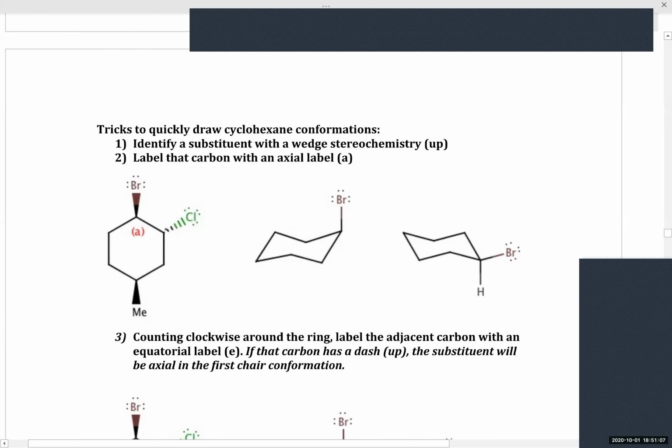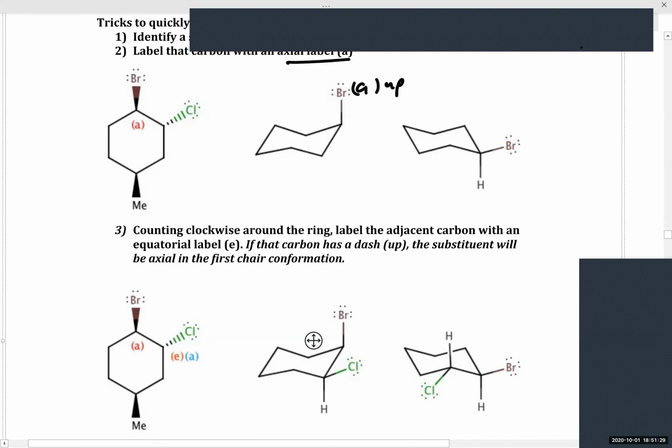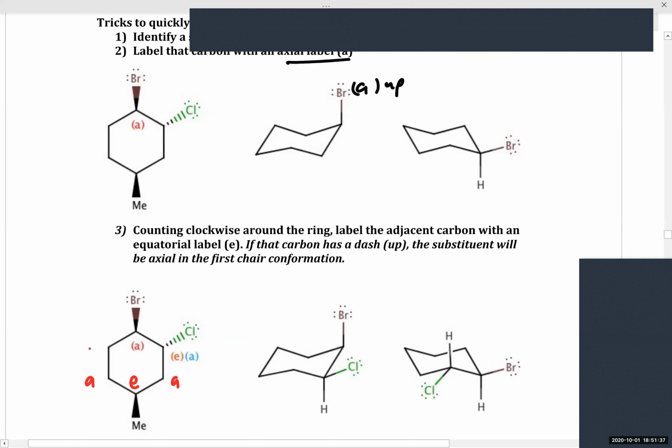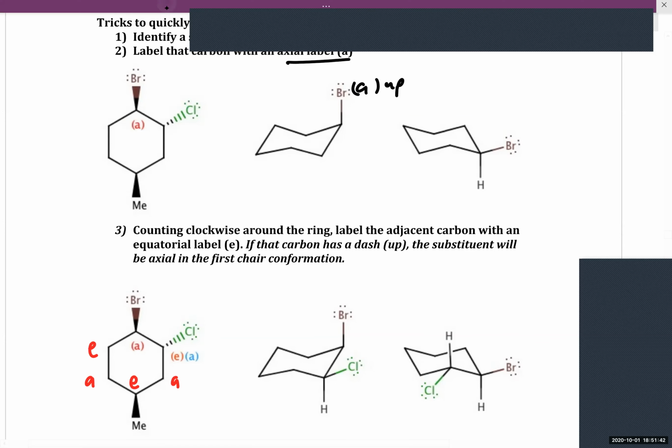So let's suppose you have alternating dash and wedge stereochemistries. To quickly draw cyclohexane conformations, in this trick, you identify a substituent with a wedge stereochemistry and you label that carbon with an axial label. So this bromine is axial pointing up. Now we continue on with our axial and equatorial numbering. So axial, equatorial, axial, equatorial, axial, equatorial. This would be if all of our substituents had a wedge.